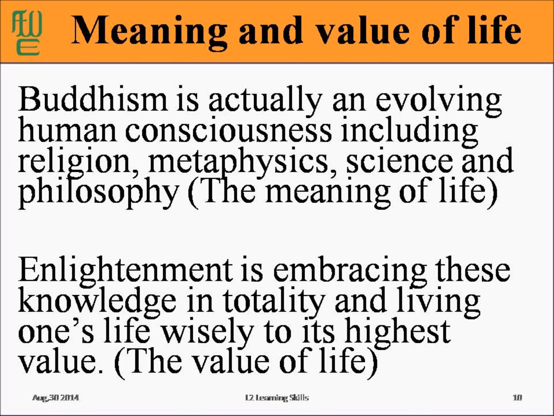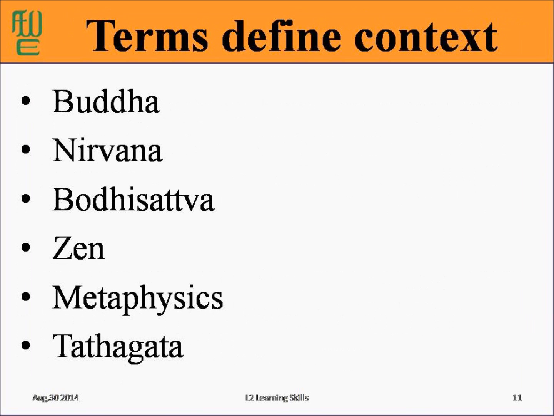Throughout the first year course, we highly recommend students to pay very close attention to the definitions. Here are a few very common words that you will see throughout the whole year, for example, Buddha, Nirvana, Bodhisattva, Zen, metaphysics, Tathagata. Some people define Buddha as God, and they want to worship Buddha, and they think Buddha has powers, magic. However, in AWE, we define Buddha as an awakened one. Therefore, it's important to define the word Buddha, so both can talk about the same thing.